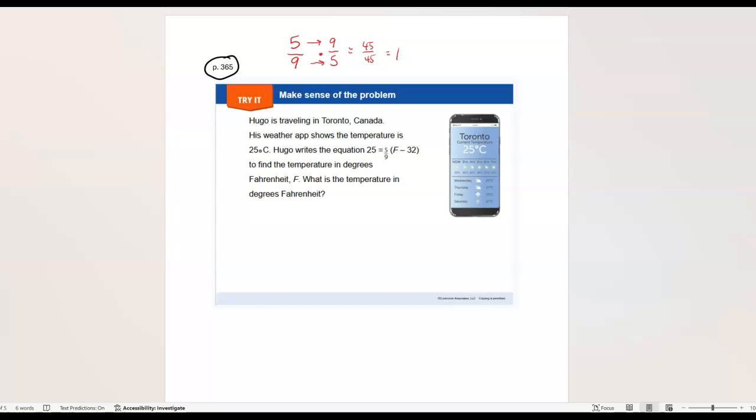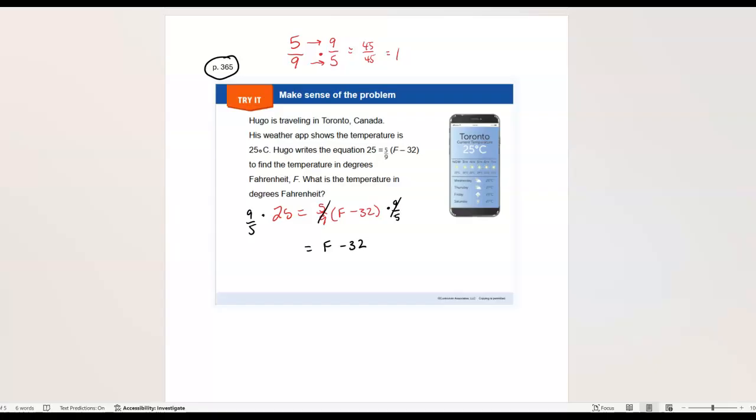So if Hugo is traveling to Toronto, Canada, and a weather app shows the temperature of 25 degrees Celsius, he wants to know, hey, what is that in Fahrenheit? So if he's got the equation 25 equals 5/9 (F minus 32), yeah, he could distribute this 5/9 everywhere. Or he could simply say, I'm going to go ahead and multiply by 9/5 on both sides. And when I do that, the 5/9 and 9/5 cancel out, so I'm just left with F minus 32 on this side.